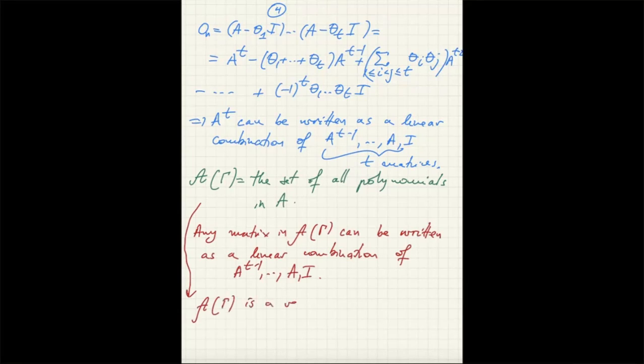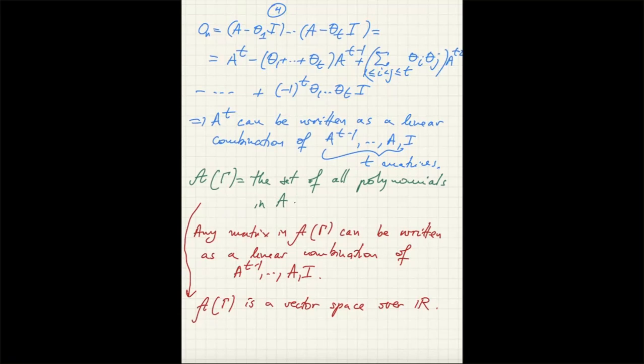is a vector space over the field of real numbers, let's say. And what is the operation? The scalar multiplication is: you take a matrix in A gamma and multiply it by a scalar, the way you multiply any matrix by a scalar. And the vector addition in A gamma is the usual addition of matrices. If you have two matrices that are polynomials in A, when you add them up, you also get a matrix that is a polynomial in A, and all the other properties are satisfied.